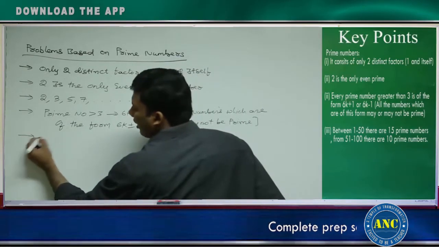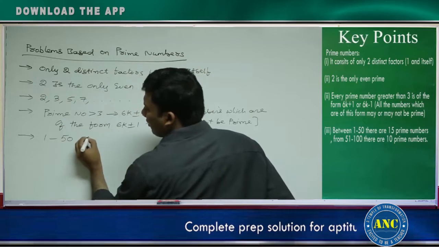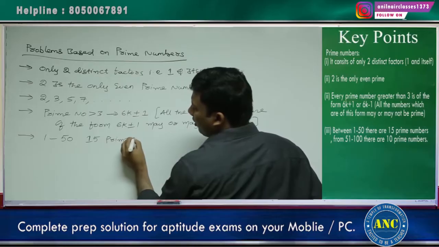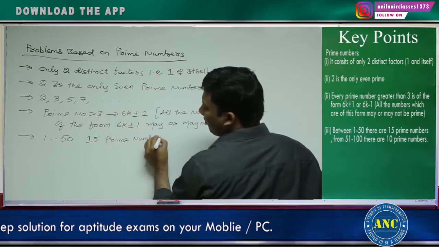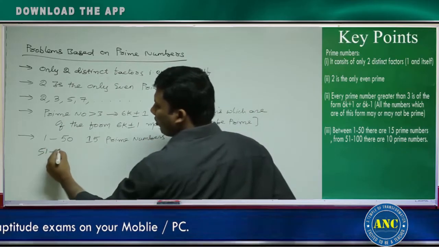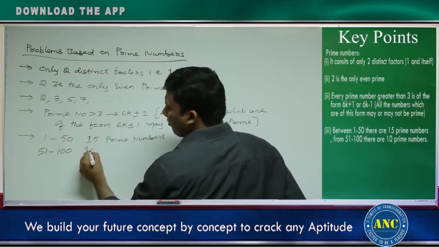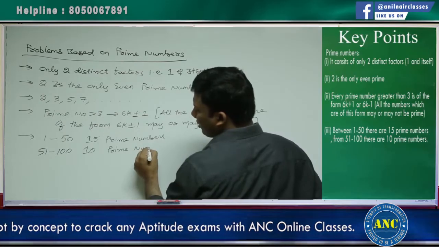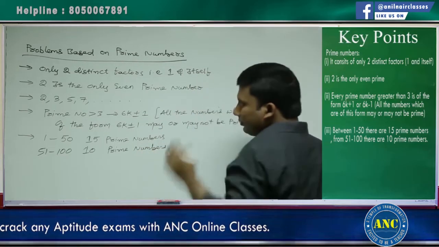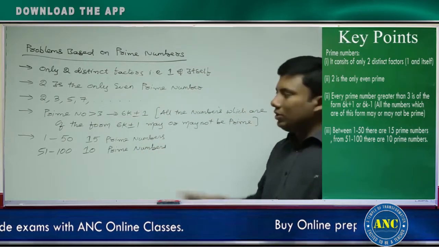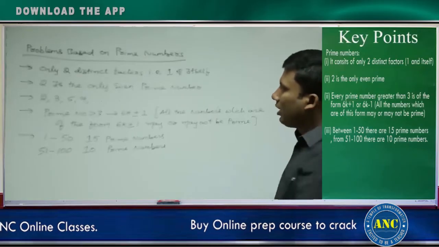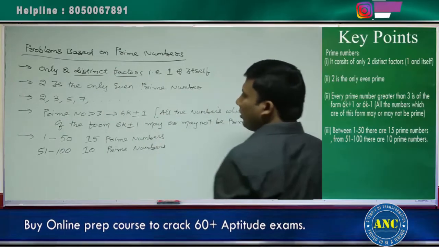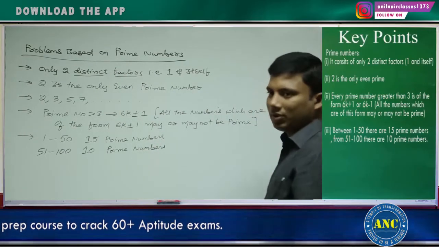Next one, every concept we will discuss in detail. From 1 to 50, there are 15 prime numbers. From 51 to 100, there are 10 prime numbers. A prime number has got only 2 distinct factors. One is not a prime number because it has got only one factor, that is 1.